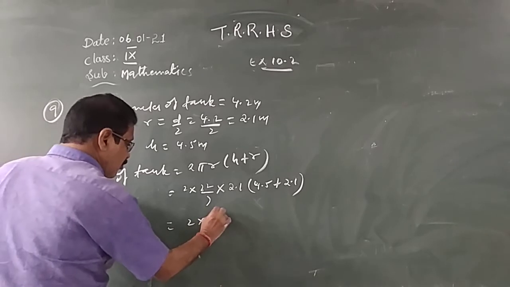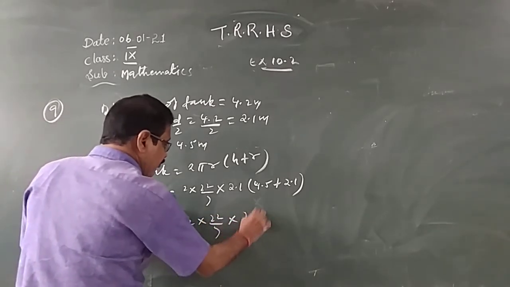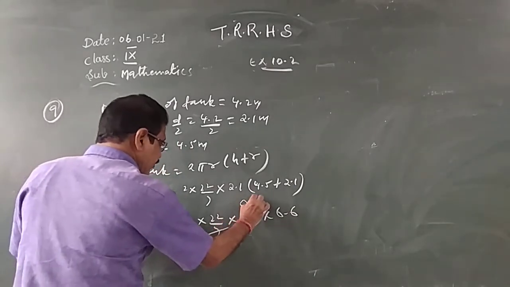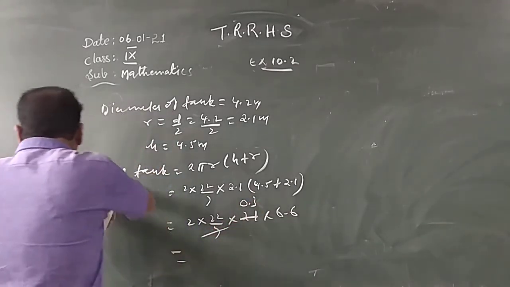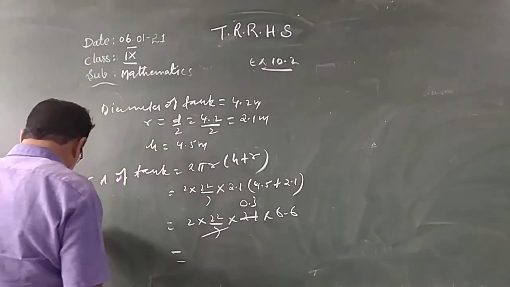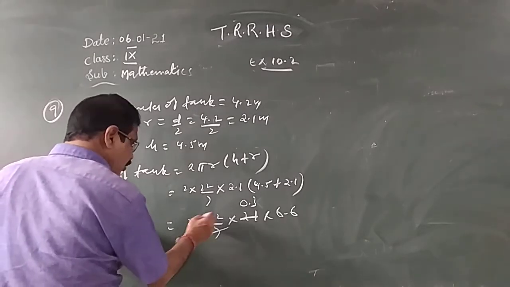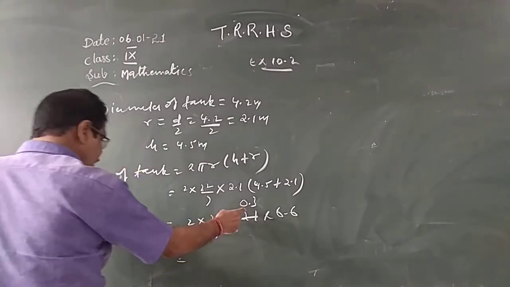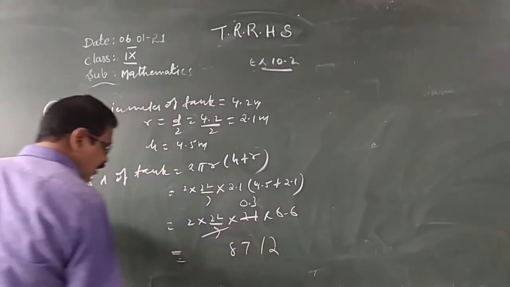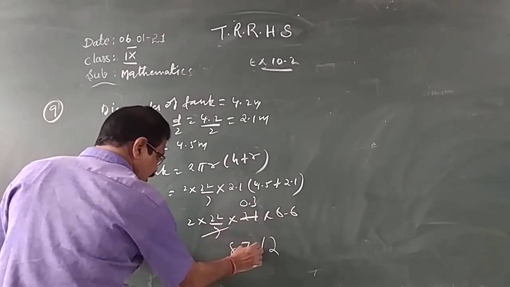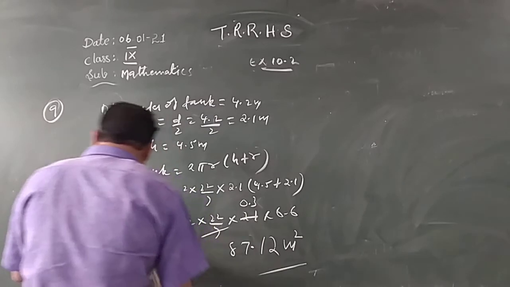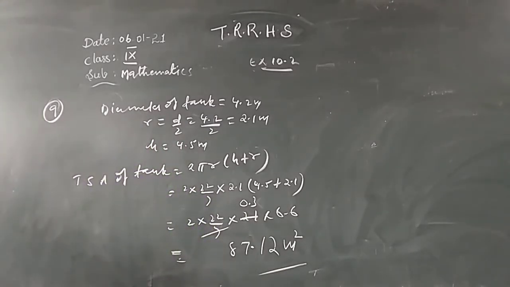2 into 22 by 7 into 2.1 into 6.6. 7 3 is 0.3. So if you multiply 2 into 22, 44, 44 into 3 is 132, 132 into that, so 8712. The decimal is one place, total 2 places. So 87.12 square meters.